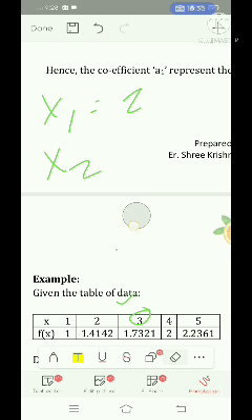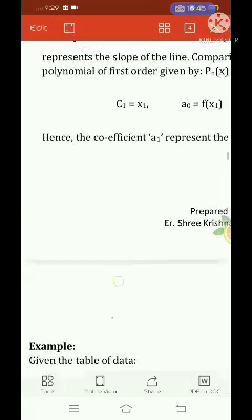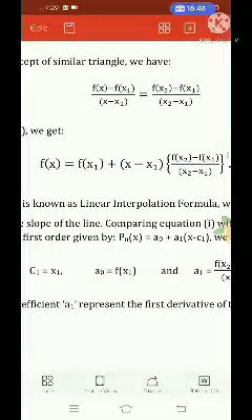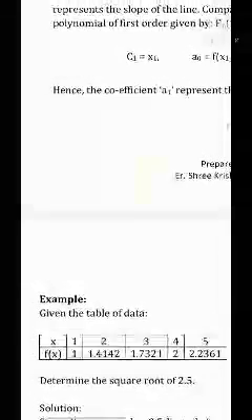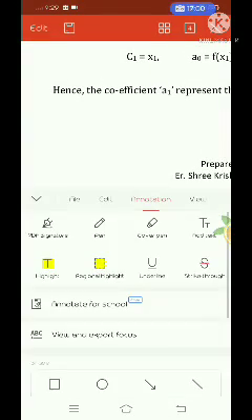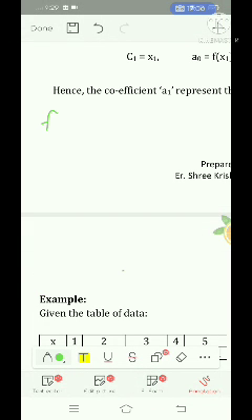Ano nga ulit? Based on our formula, ano nga yung required sa atin? So we need the value of fx1. Okay, sulat muna natin fx1. Paano ba yan? Pwede kayang mag-type, wait lang, fx1. Sige, wait lang.